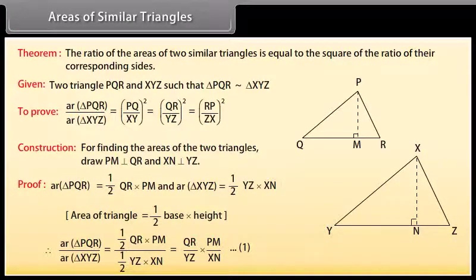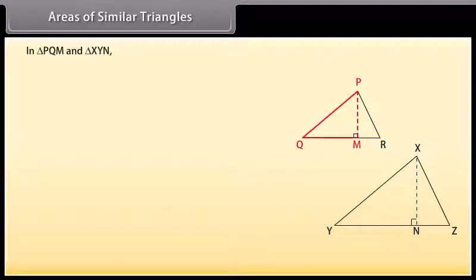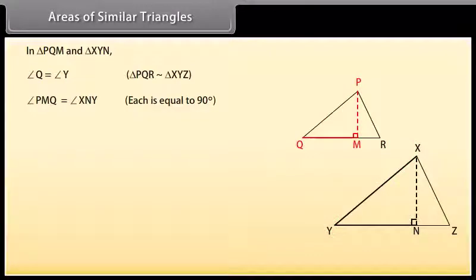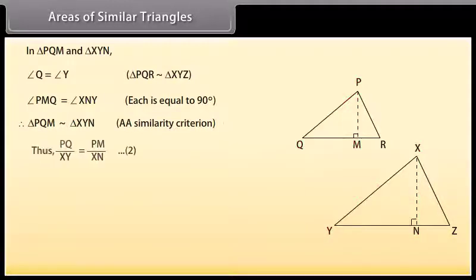Mark it as 1. In triangles PQM and XYN, angle Q is equal to angle Y, since triangle PQR is similar to triangle XYZ. Angle PMQ equals angle XNY, each angle is equal to 90 degrees. Therefore, triangle PQM is similar to triangle XYN by AA similarity criterion. Thus, PQ upon XY equals PM upon XN.